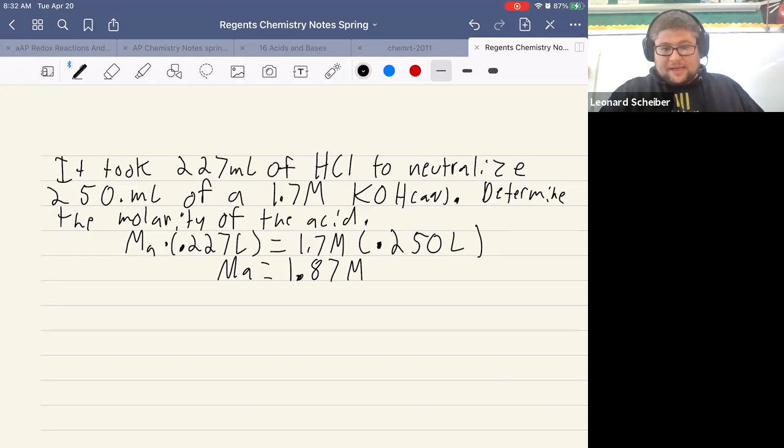And that is how we calculate volumes or molarities of an acid or a base to figure out how to neutralize.